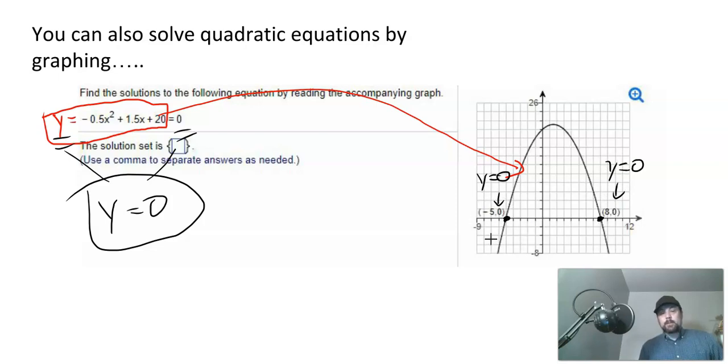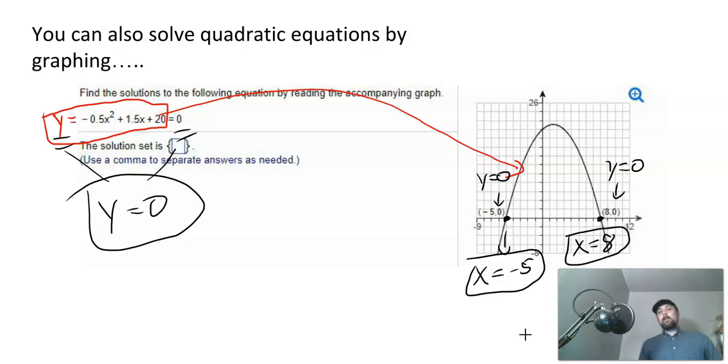So these would be my two solutions, and you want the x-coordinates of those points. So x equals negative 5 is one solution, x equals 8 is the other solution. And so that's where you would get the solutions on a graph. So putting that all together, you can solve these quadratic equations by graphing, by setting it equal to y, and finding the x-intercepts on the graph. That'll be the solutions to your equation.